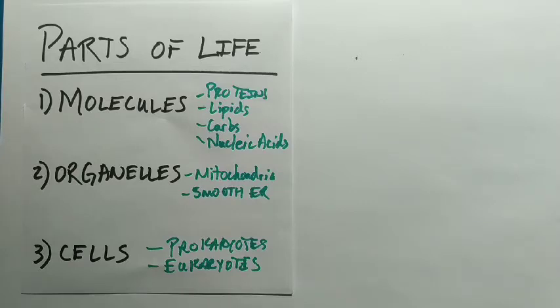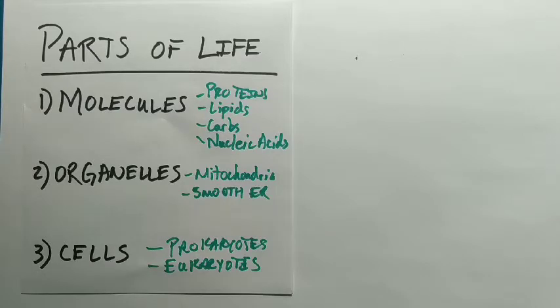The second thing we looked at was organelles. How did those molecules work together to make organelles? Examples of that: mitochondria, the smooth endoplasmic reticulum, the rough, you've got vacuoles, you've got all kinds of different organelles that work together based on the molecules that build them up.